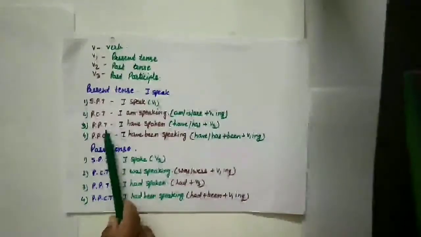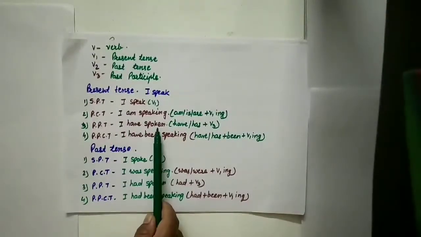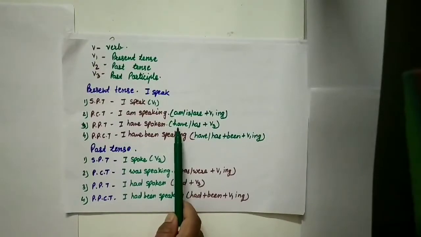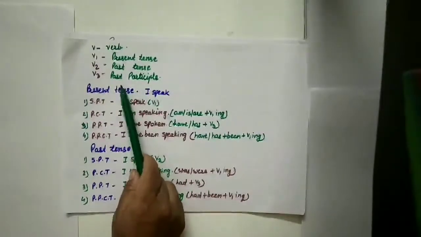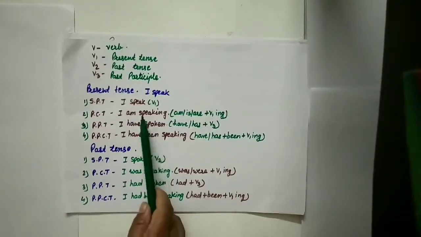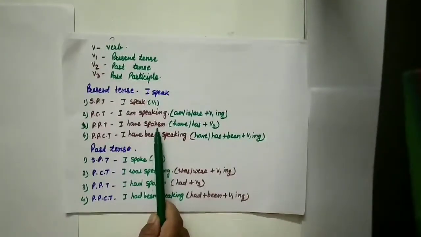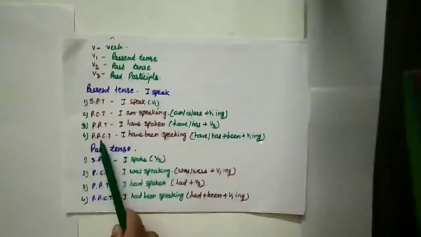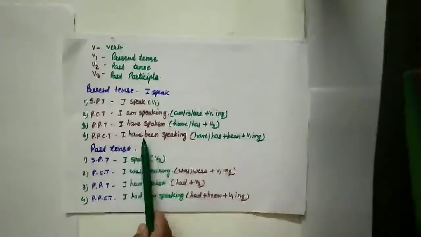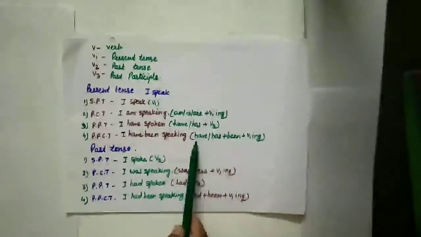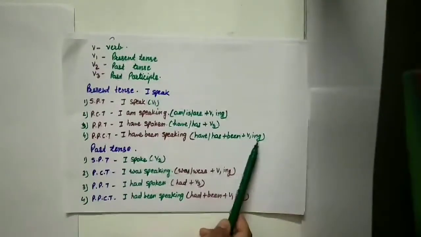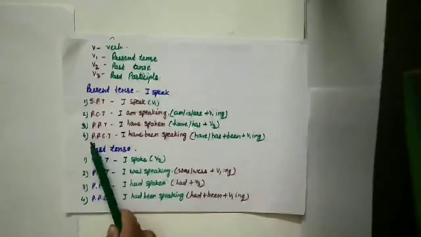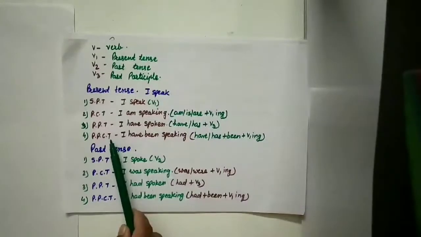Next is the present perfect tense. I have spoken. The format is have or has plus V3. V3 means the past participle of the given verb, which means spoken is the past participle. Now present perfect continuous tense. I have been speaking. Here the format is have or has been plus V1 ing, meaning the verb in the present tense plus ing. This is the format of present perfect continuous tense.